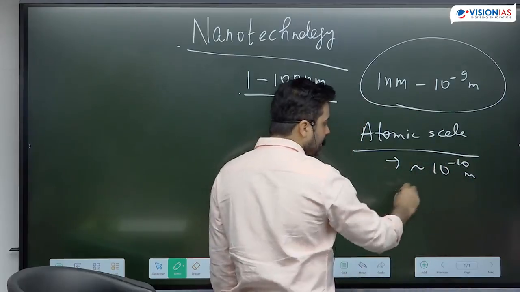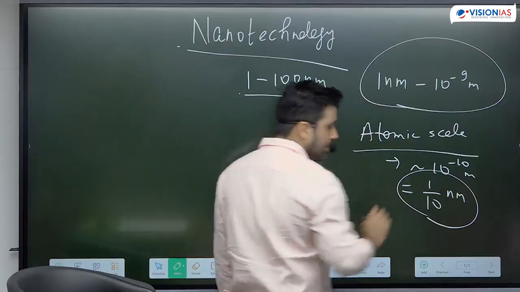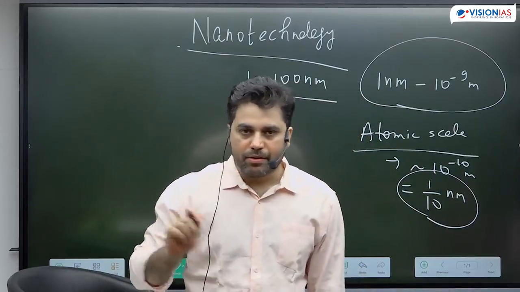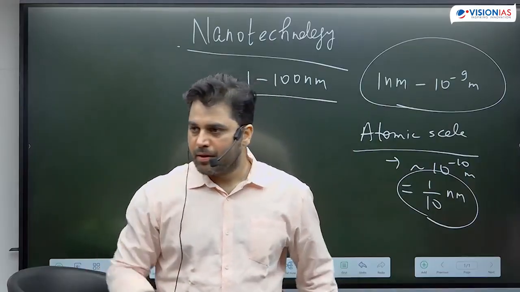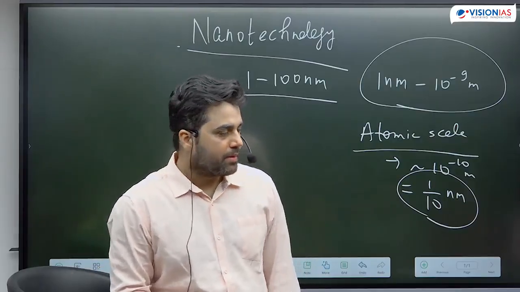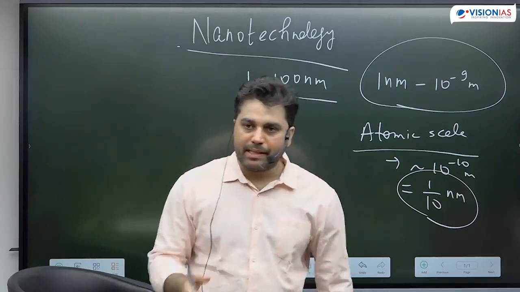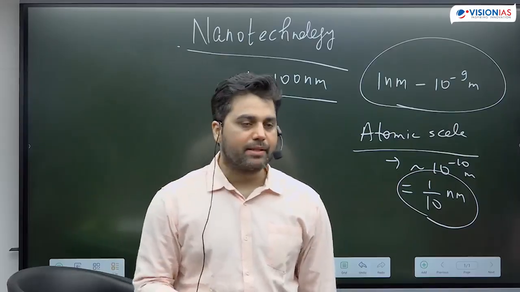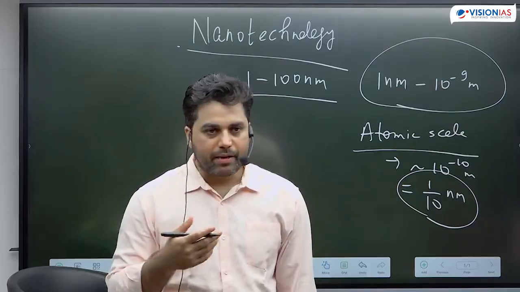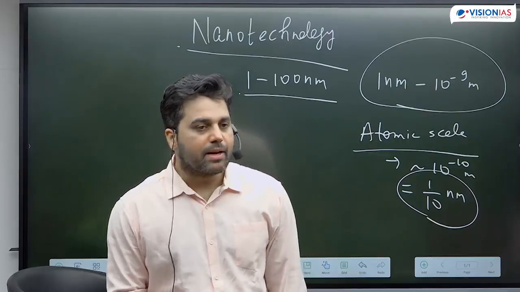Now 10 to the power minus 10 is 1 by 10 nanometer. So atoms exist in dimension of 1 by 10 or few angstroms, or they can also enter into nanometer domain. So when we look at assembly of atoms, when we look at materials which are of nano size dimension, and those materials, how do they function? How can we use them in our day-to-day life or in some other branches of technology? That is what nanotechnology is all about.